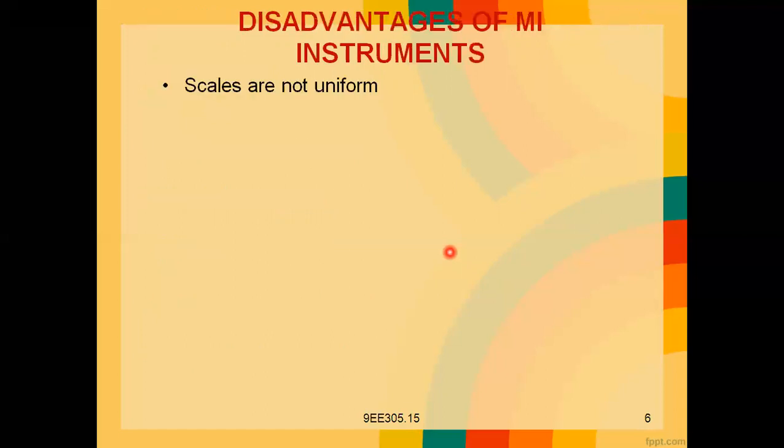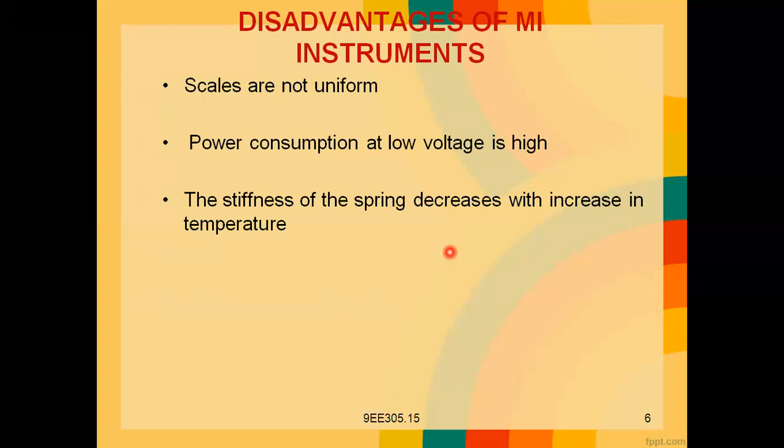Coming to the disadvantages, non-uniform scale, power consumption is high at low voltages. And coming to high voltages, it is reasonably good. The stiffness of the spring decreases with increase in temperatures. We know this as the temperatures increase, because we are going to have a coil there, and when we use it for voltmeter, we'll be having high resistance in series. There we have high temperatures.